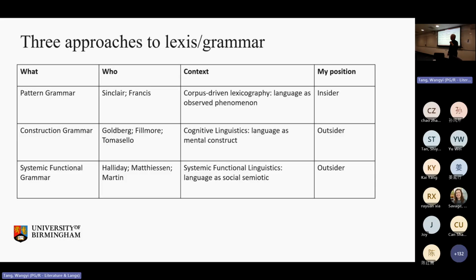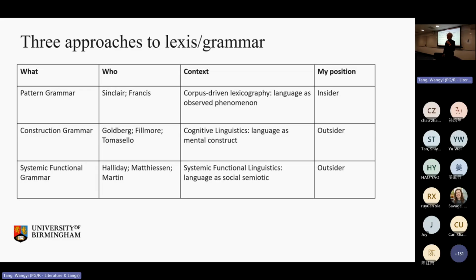Can I just, from the people in the room, have a show of hands if you have heard before of pattern grammar? Hands up. Okay. If you have heard before of construction grammar. Okay. And if you have heard before of systemic functional grammar. Okay. Right. Thank you.